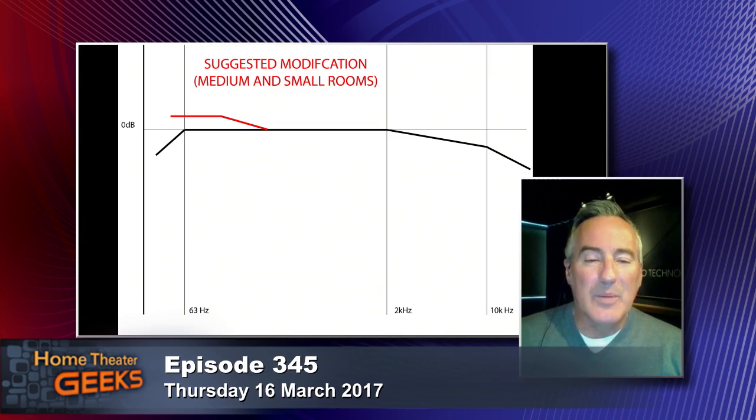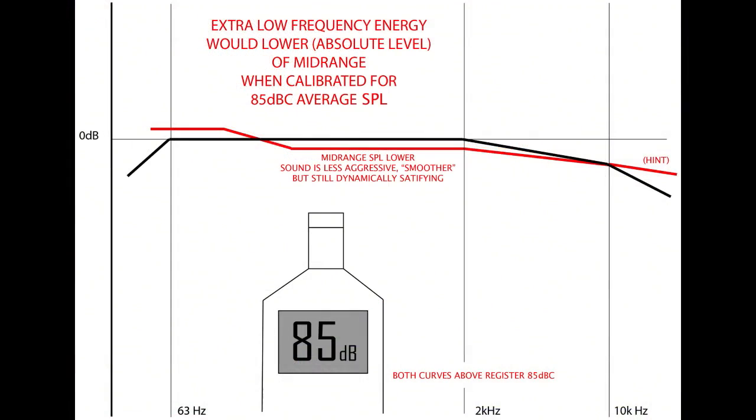So if we make this modification that I'm suggesting, if we go to the next slide, when you EQ for 85 dB average SPL at the reference listening position, that extra energy in the low end is going to push the whole curve down when you read 85 dB on the meter, right? The way the meter works is it just takes all the sound at all frequencies and lumps it together and calculates one pressure. So the additional energy in the bottom at 85 dB will push that whole curve down. The mid-range and the upper.